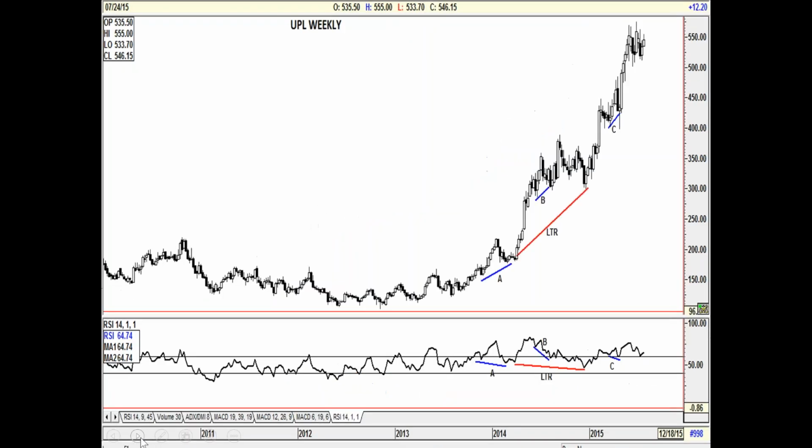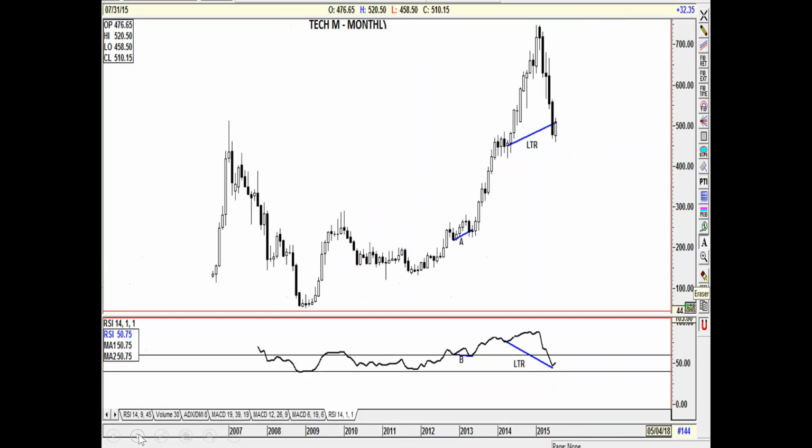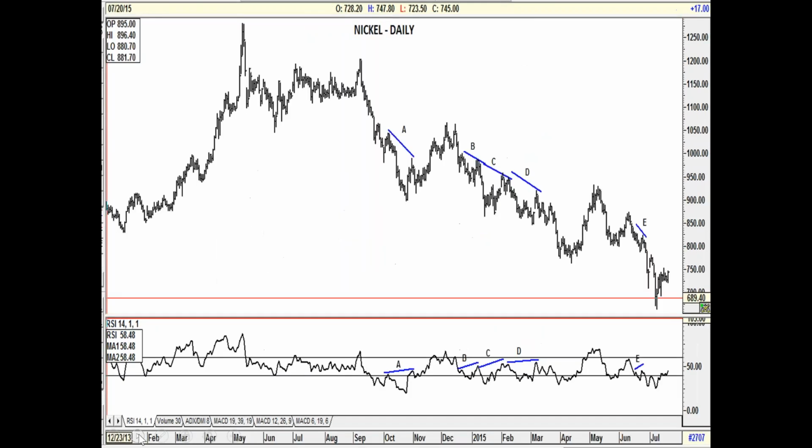All right. UPL weekly. Let me complete this, then I will tell you what is the probability. Tech Mahindra monthly. Nickel daily. Now this is a negative reversal. That's on a downside. We see a higher high in RSI, a lower high in the price, higher high in RSI, lower high in the price. Everything has changed.